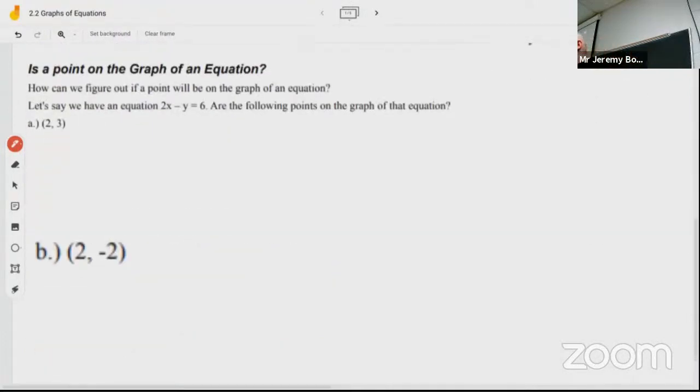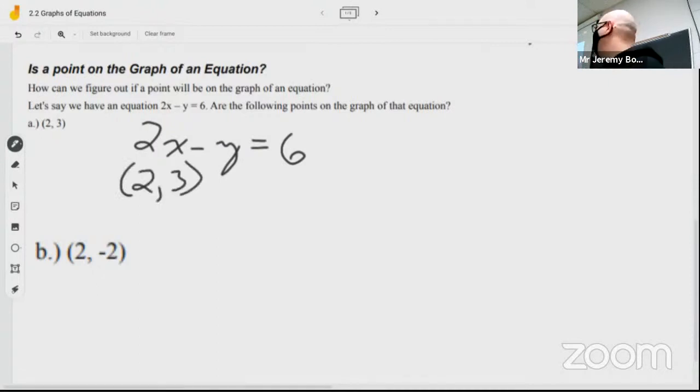All right, so how do we determine if a point is on the graph of an equation? We don't even know how to graph an equation yet, but we can still work it out. So let's say you have this equation: 2x minus y is equal to 6. I'll write it out again: 2x minus y is equal to 6. How do we determine if the point 2 comma 3 is going to be on the graph of that function?